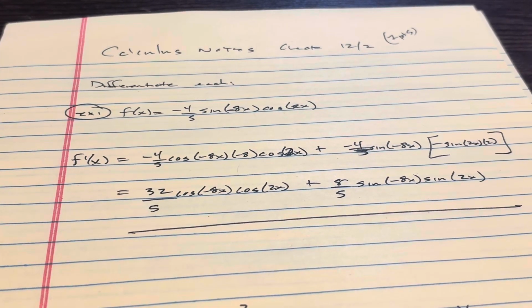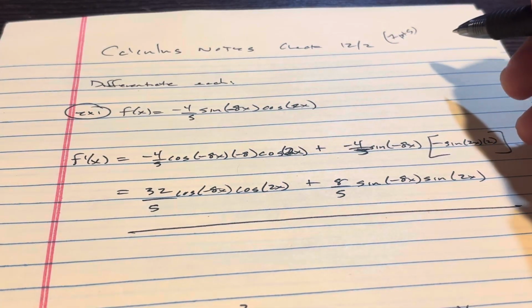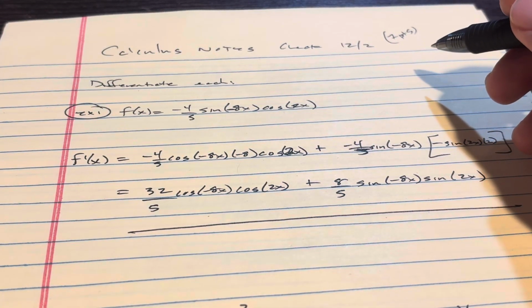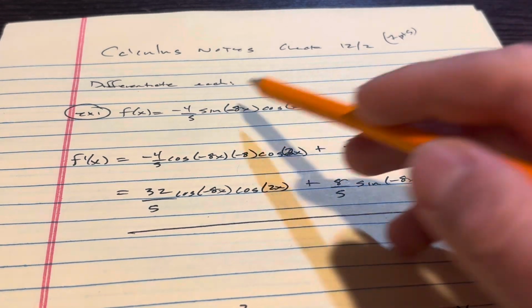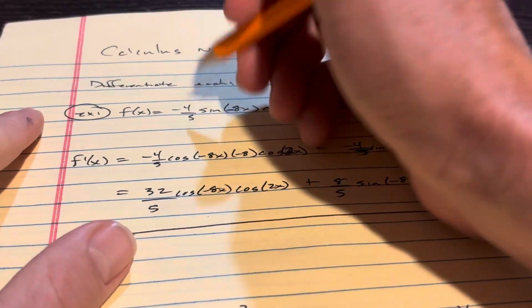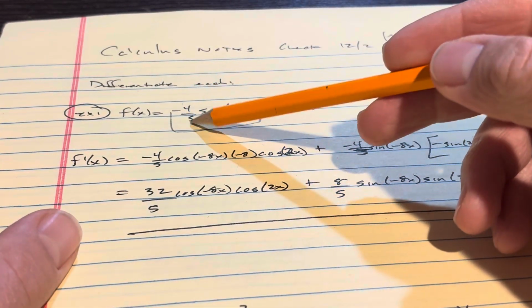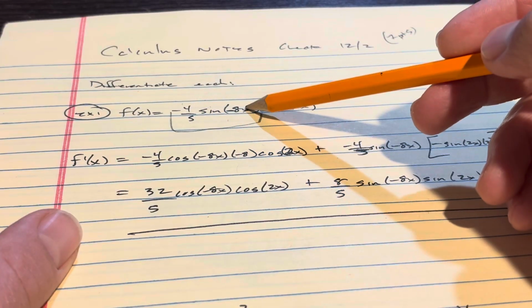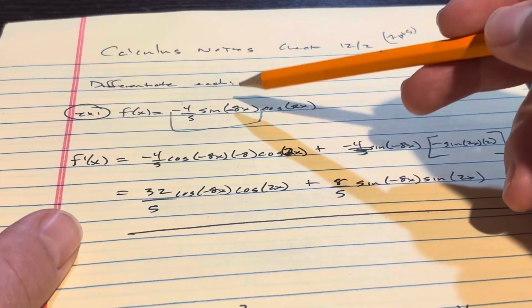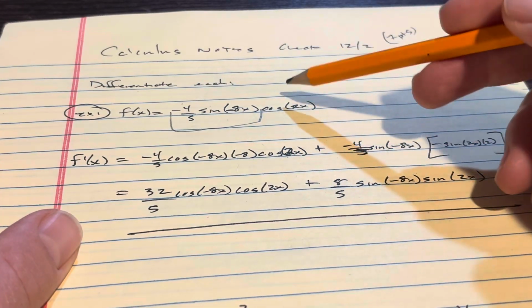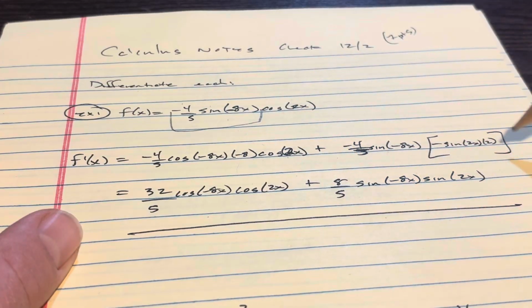Hint, hint, wink, wink. F of x is negative 4/5 sine of negative 8x, cosine 2x. This is definitely the product rule here. We have two parts of this function in terms of x. I'm going to call this the first part. I take the derivative of this first part, negative 4/5 cosine of u times the derivative of u, times the second part, plus the first part times the derivative of the second part. Derivative of cosine 2x would be a negative sine 2x times 2.